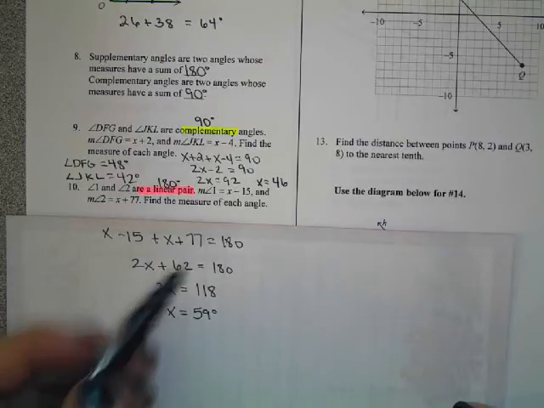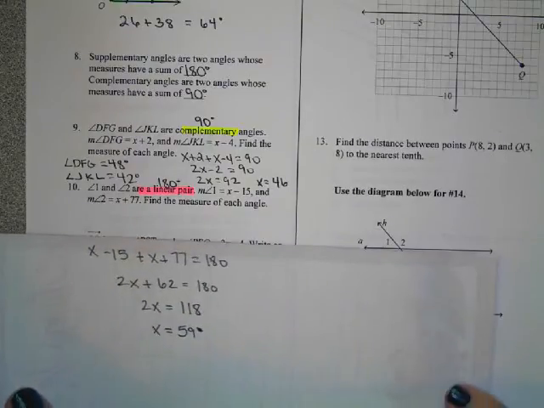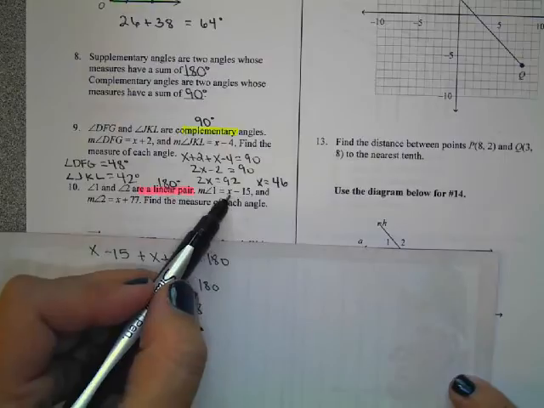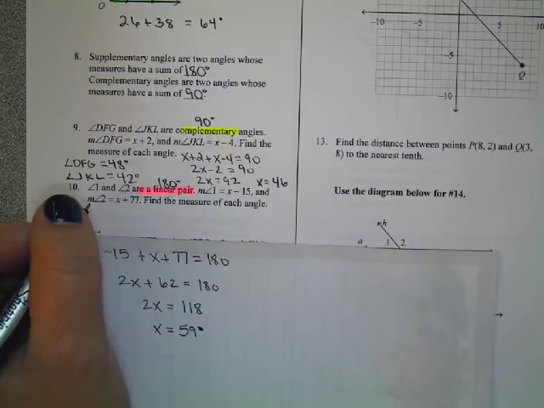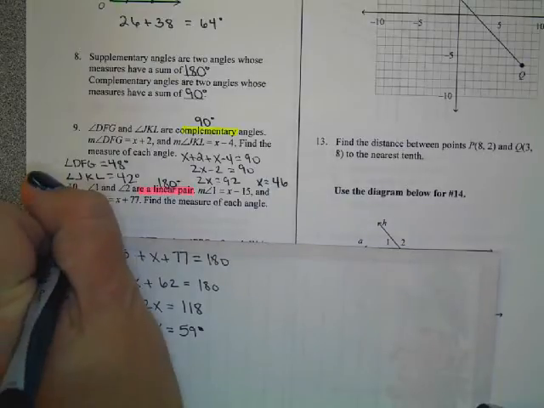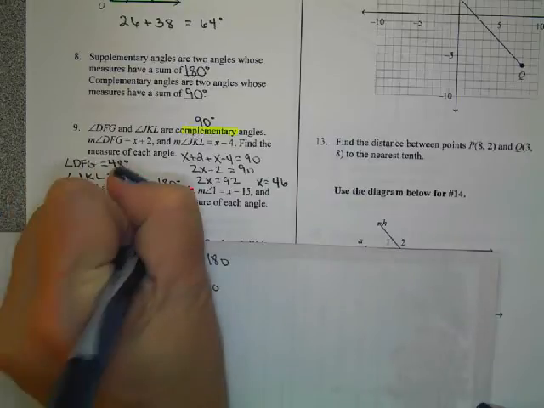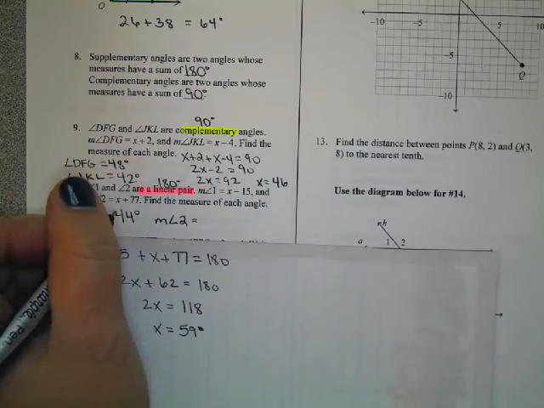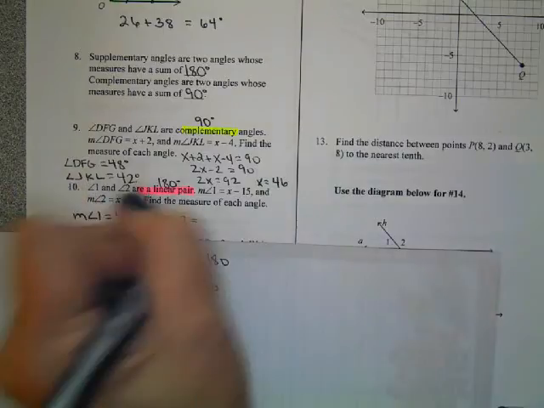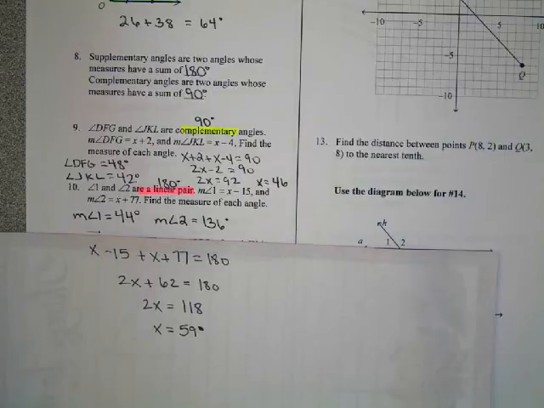You can't stop there. So the first one is we do 59 minus 15. So the measure of angle 1 equals 44 degrees. And the measure of angle 2, 59 plus 77, 136 degrees. So that concludes part 1 of the review video.